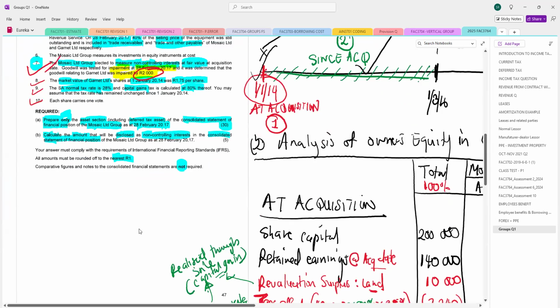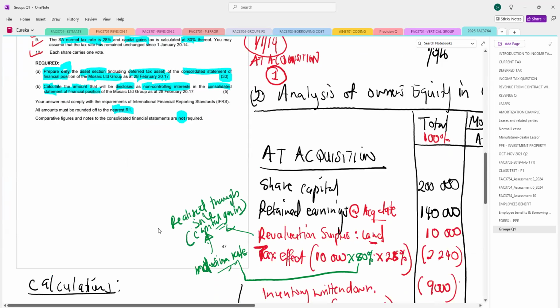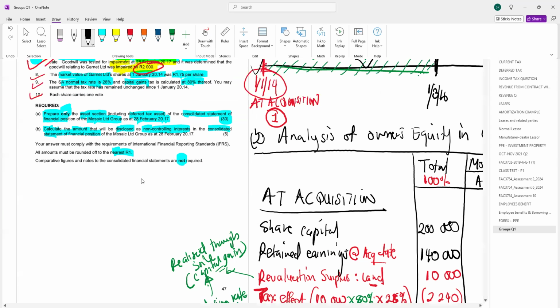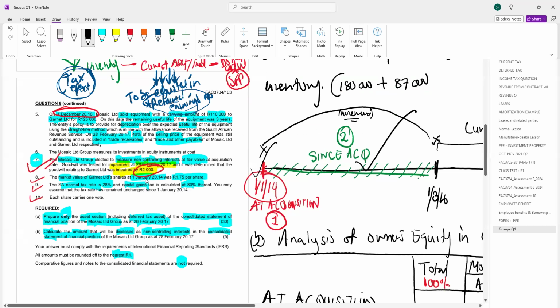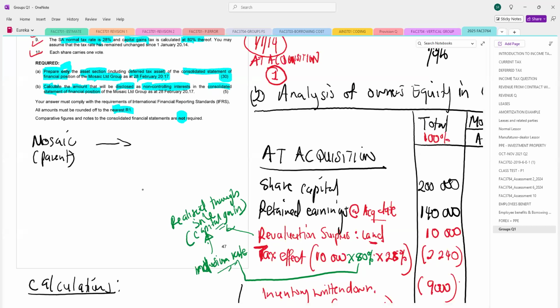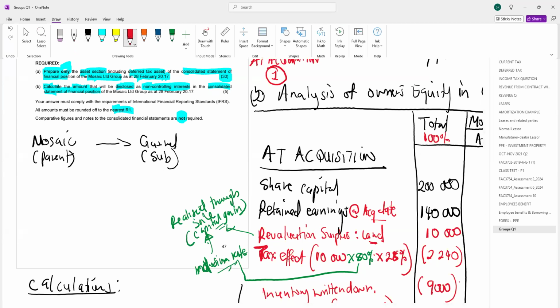Now you have to take note of this. I'm going to make some notes, guys. Write some notes as I explain what's going to happen here. It's always important to know who sold to who. Who is making the profit? It says here in December, Moisec Limited sold. Very important. Moisec is who? The parent. Moisec sold to Garnet. Garnet is who? My subsidiary. So in this situation, the company that sells is the company that makes the profit.